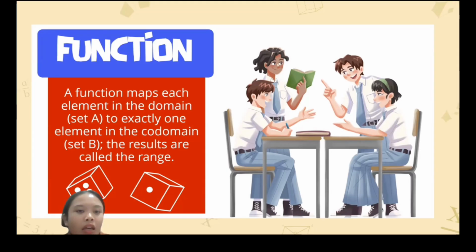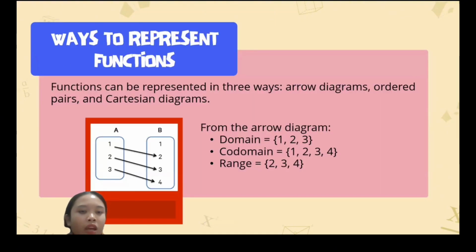A function is a relation that connects each element in set A, called the domain, to exactly one element in set B, called the codomain, and the result of this mapping from domain to codomain is called the range of the function. Now let's move on to the ways to represent a function. Just like relation, a function can also be represented in three ways. The first one is an arrow diagram, second, ordered pairs, and third is a Cartesian diagram.